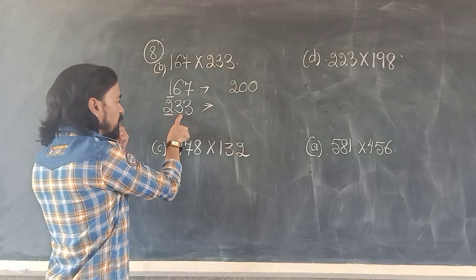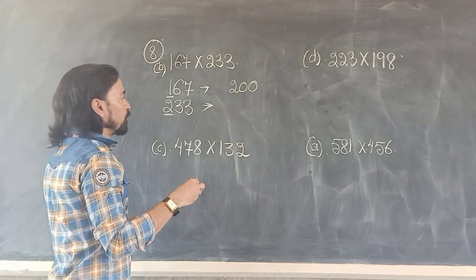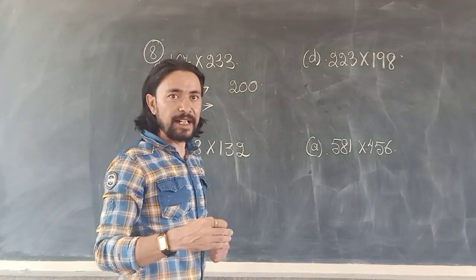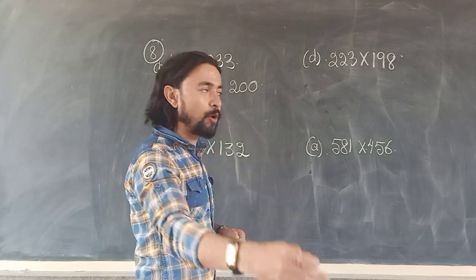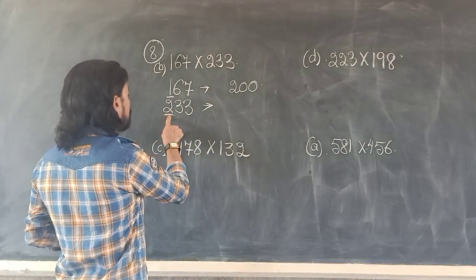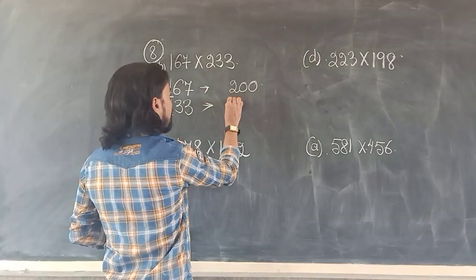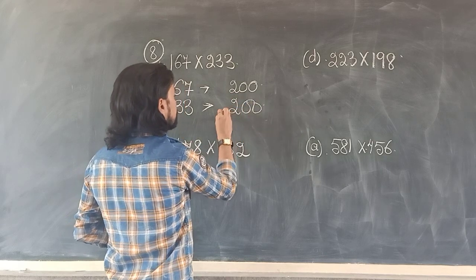After 2 is 3. 3 falls in the first category, that is 0, 1, 2, 3, 4. So this 2 will not change. The 2 will remain as 2. The remaining will become 0.